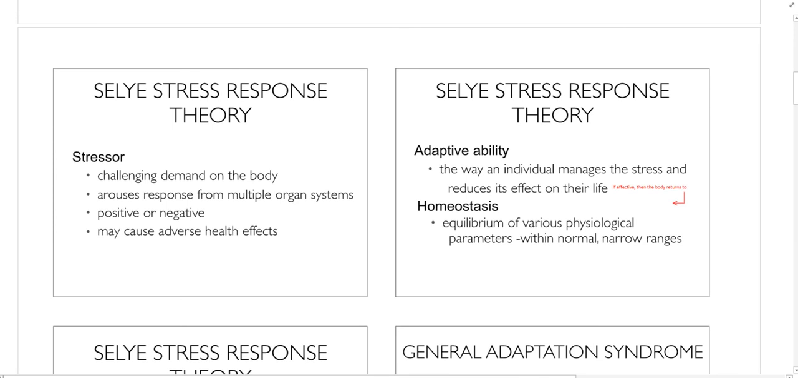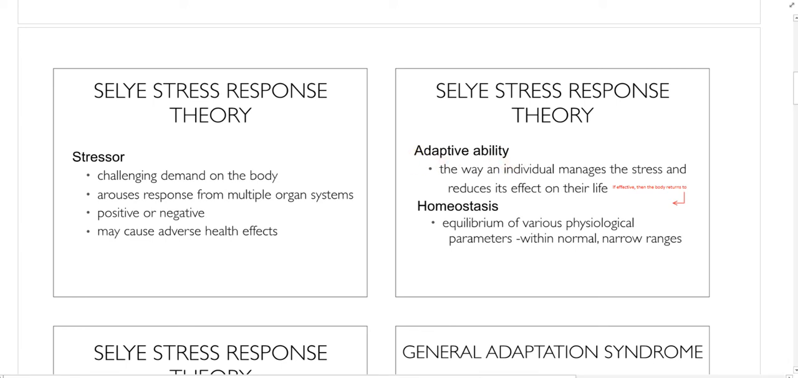Selye, I don't remember his first name, has one theory, and he identified a stressor as a challenging demand on the body that arouses a response from multiple organ systems, again, can be positive or negative. Once that stressor is experienced, what comes next is partially dependent upon a person's adaptive ability.